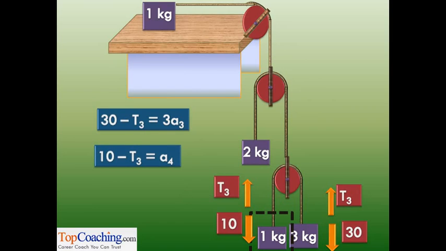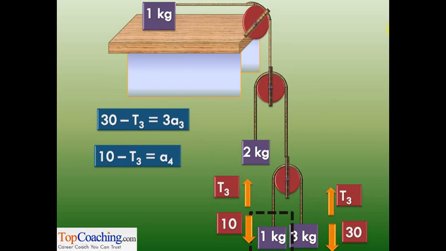Note that in this case, I have written 30 minus T3 equal to 3A3 and 10 minus T3 equal to A4. So I have assumed that both the blocks are going down in this case. Why have I assumed that? Actually, in this case, I have already assumed that A3 is acting downwards and A4 is acting downwards. Remember when we wrote the constraint equation, we assumed that all accelerations are downwards, isn't it? So that is the reason I have assumed that 10 is greater than T3 and 10 minus T3 is A4, and that 30 is greater than T3, that 30 minus T3 is 3A3.